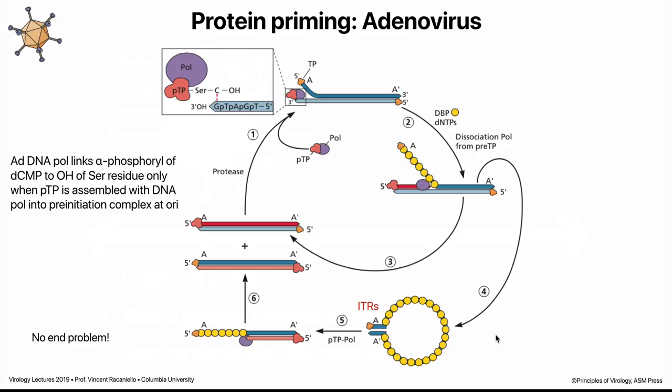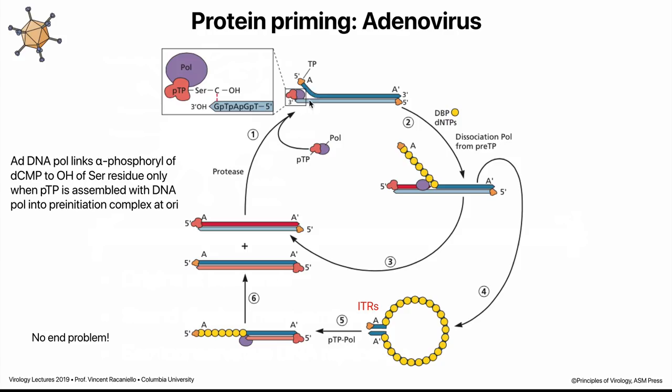It's red and blue. That can go back and be replicated again and again and again by the same mechanism. The polymerase binds to the 3' end with the pre-terminal protein, and the replication is primed with the C again. What about the other strand? That is coated with DNA binding proteins, but the ends are forming a double-stranded structure that looks very much like the end of the viral DNA.